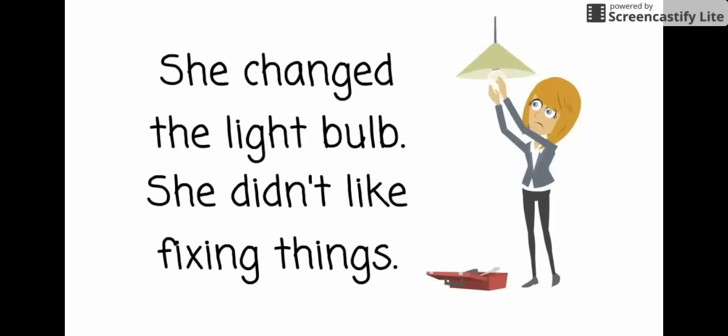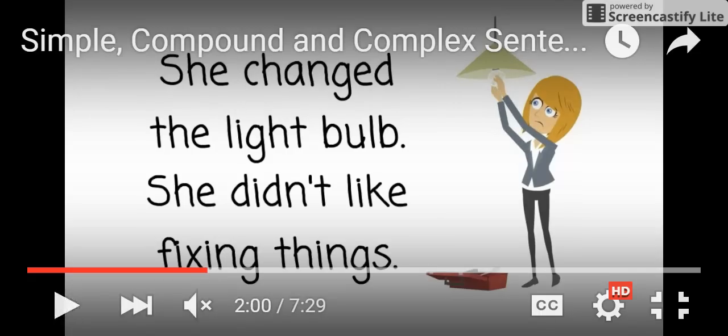So these are just 2 examples of simple sentences. So I'd like you to choose one of them and write them down in your workbook, please. She changed the light bulb. She didn't like fixing things. Both simple sentences. They only contain one complete thought. There is a subject in each. She is the subject of each. And they each contain a verb. So changed is a verb in this one, and didn't like is the verb in this one. That's what's being done. A verb is a doing word.